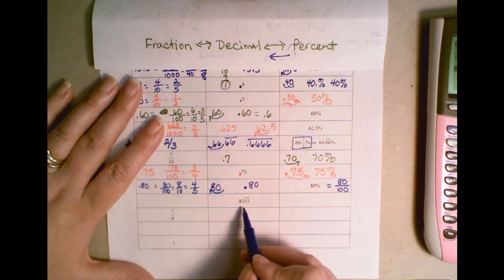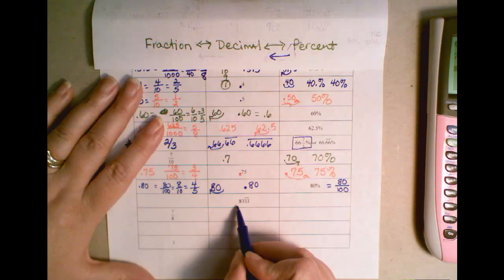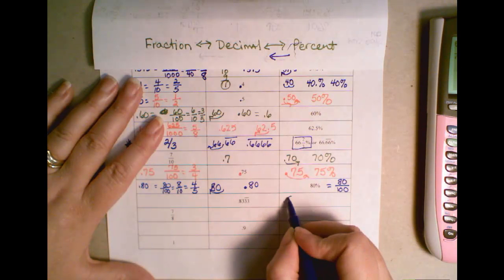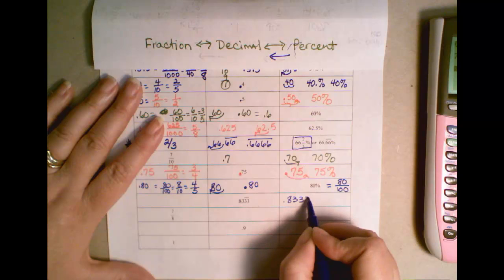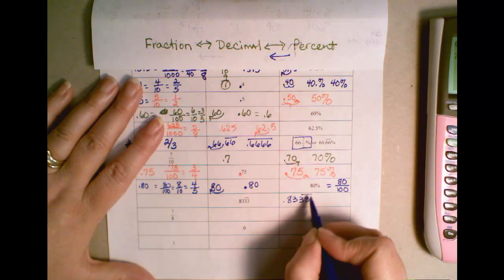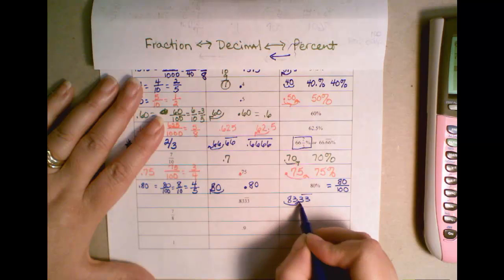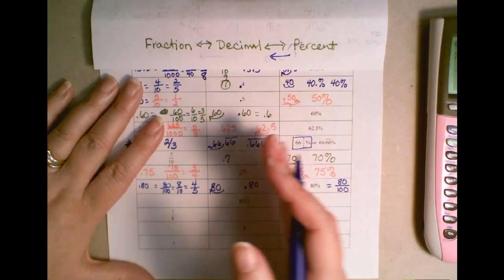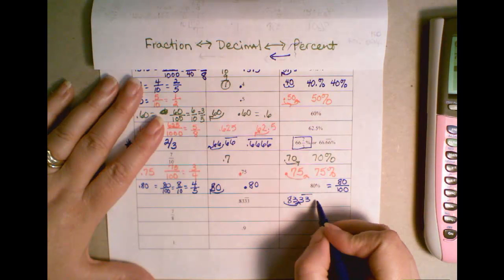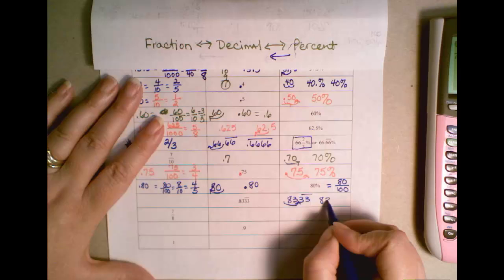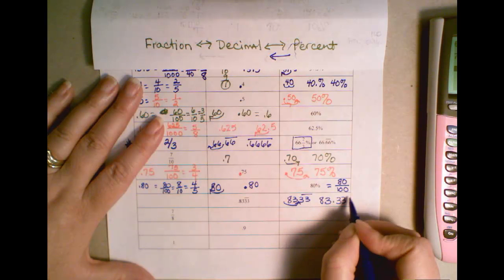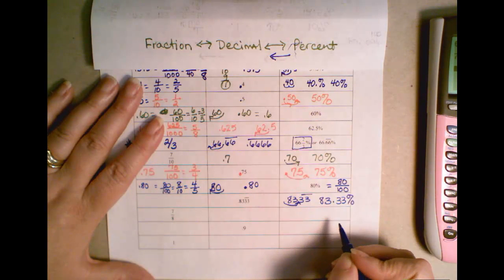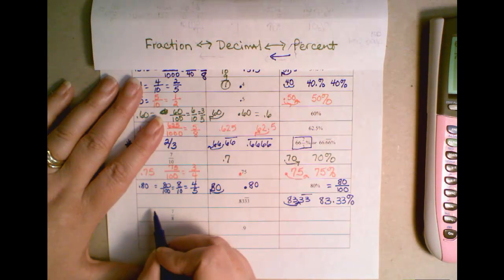Now, in the next one, we're going to convert, and I'm going to move the decimal. 0.8333, and I can write as many threes as I want, but I need to leave myself room to repeat enough and move 2 places, again because I'm going from the decimal to the percent. I move over 2 places to the right, and that's going to be 83.33%. And I want to show you a trick with your calculator.